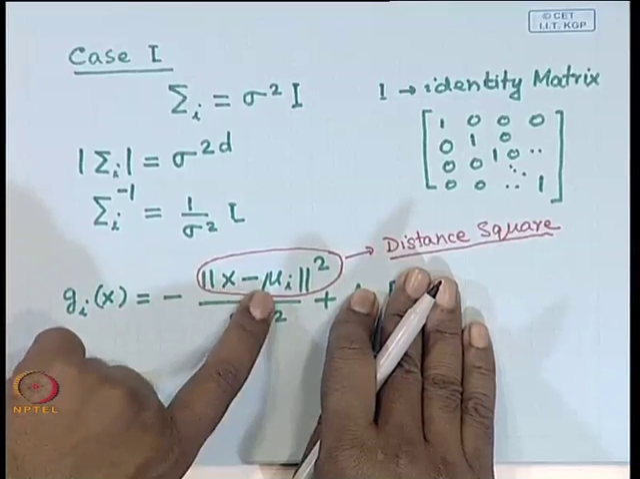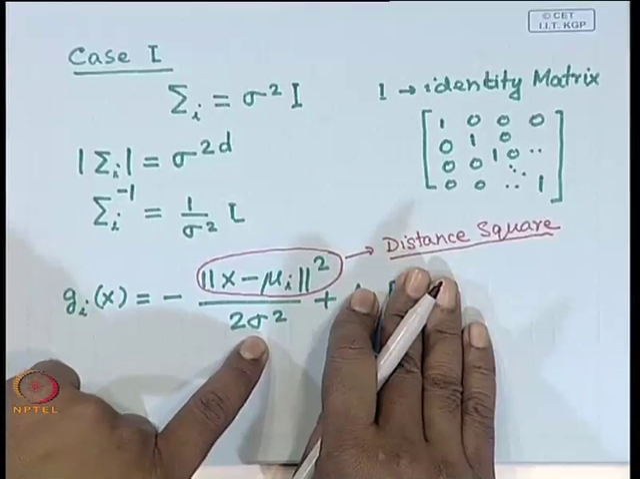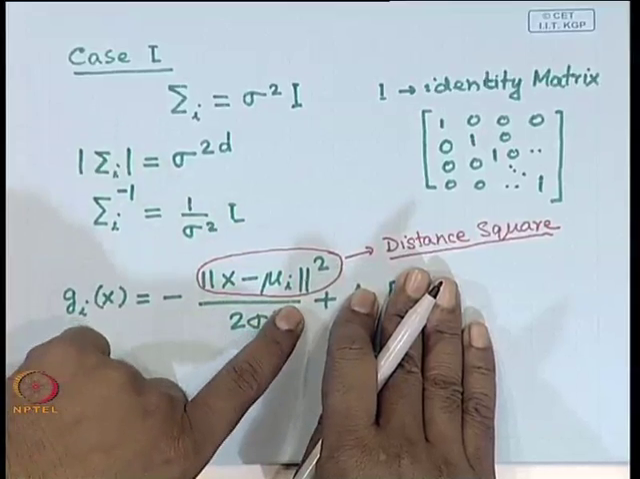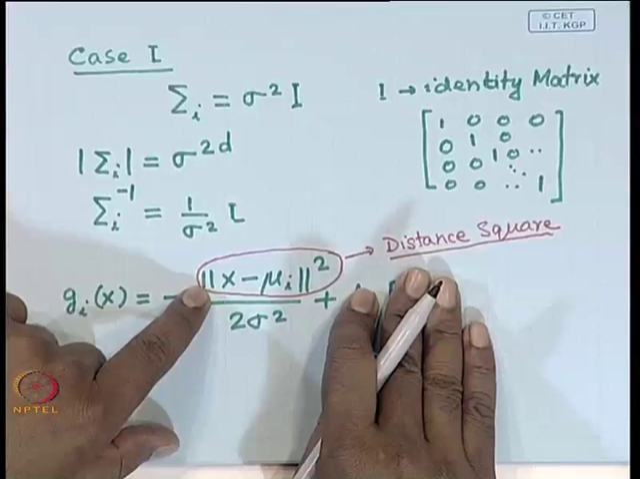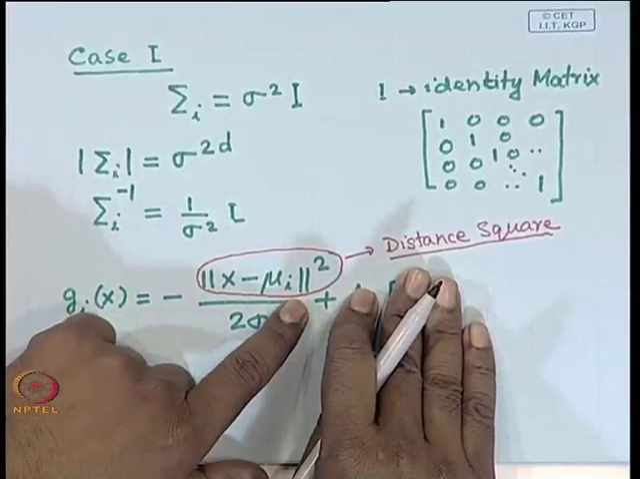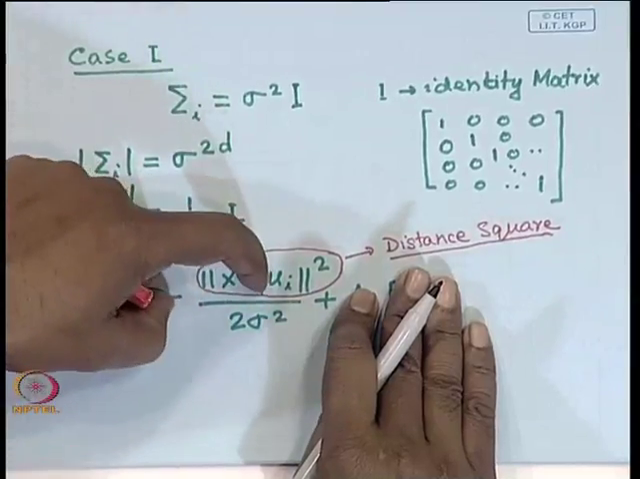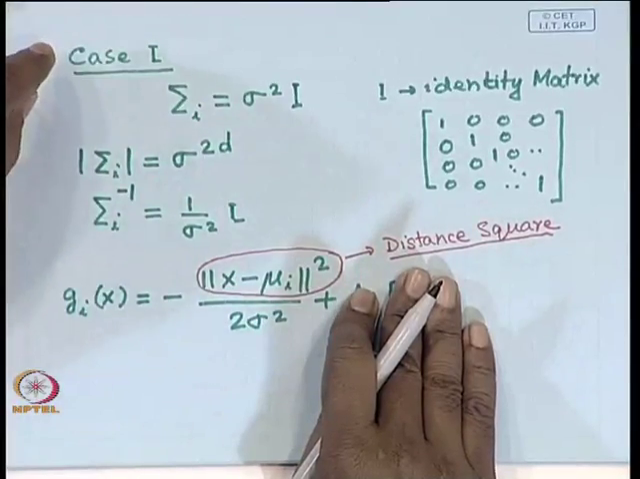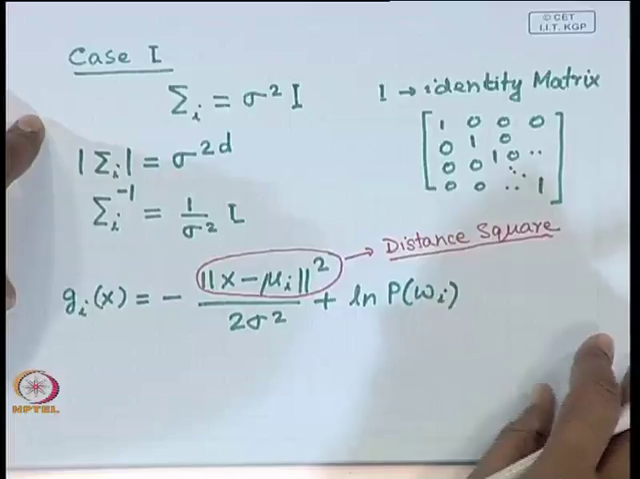And (x − μ_i)² being the squared distance from the mean vector, and all the classes having the same variance σ², you find that this simply becomes a minimum distance classifier. So, given a feature vector x, you simply compute its distance from the mean vectors of all different classes, and whichever distance is minimum, that is the nearest class mean, this x will be classified to that particular class.